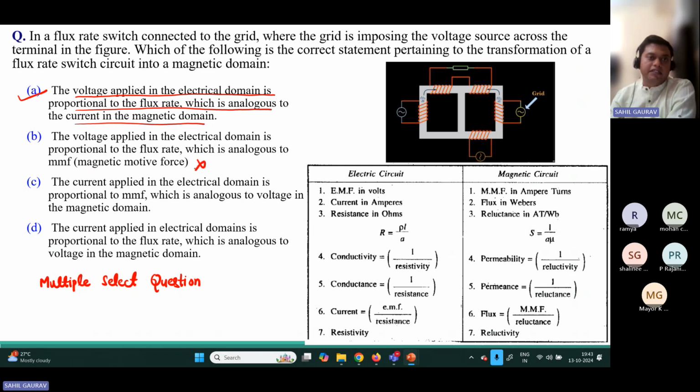So this is incorrect. While the third, the current applied in the electrical domain is proportional to mmf, which is analogous to voltage in the magnetic domain. So this is the correct one. While this option D, current applied in the electrical domain is proportional to flux rate, which is analogous to the voltage in the magnetic domain, is also incorrect. So A and C are the correct options. The first one is related to a voltage controlled source, while this C option is related to a current controlled source.